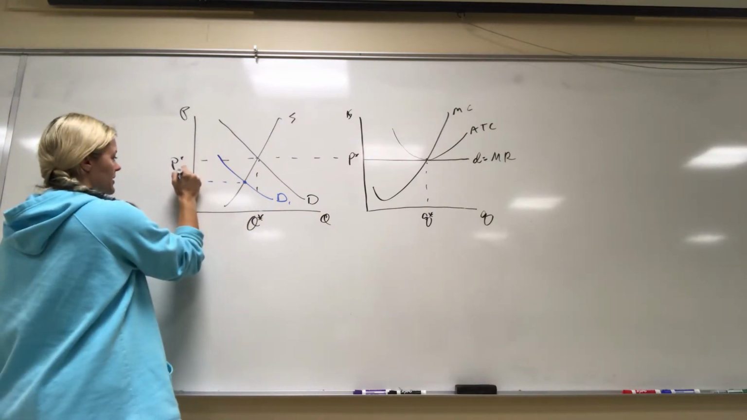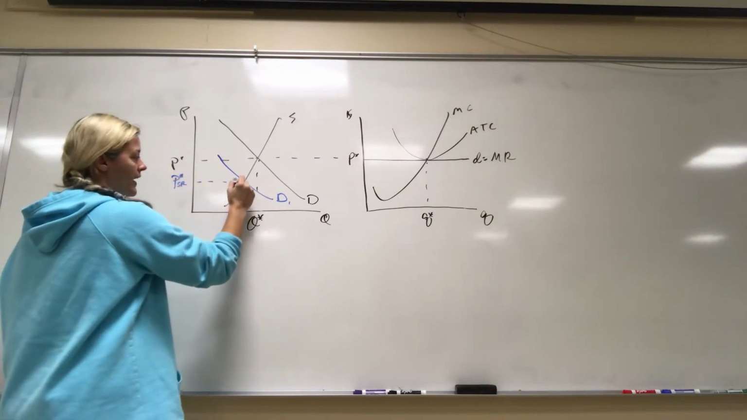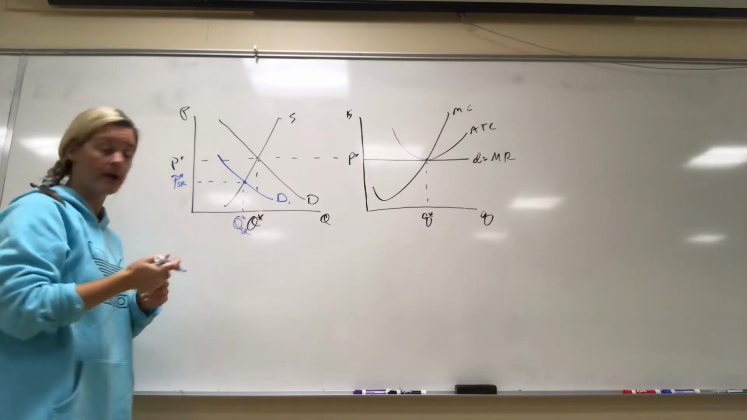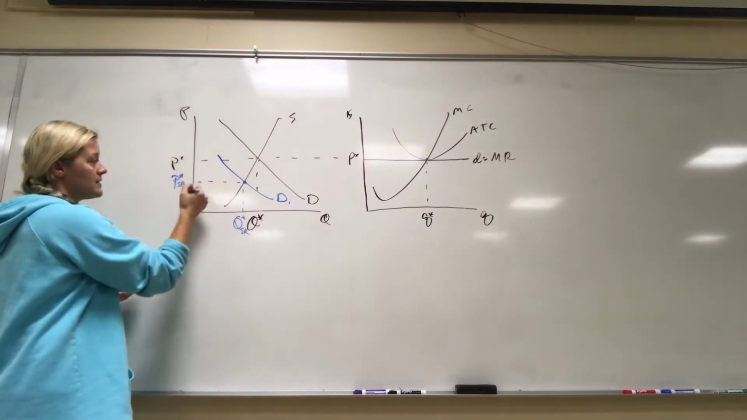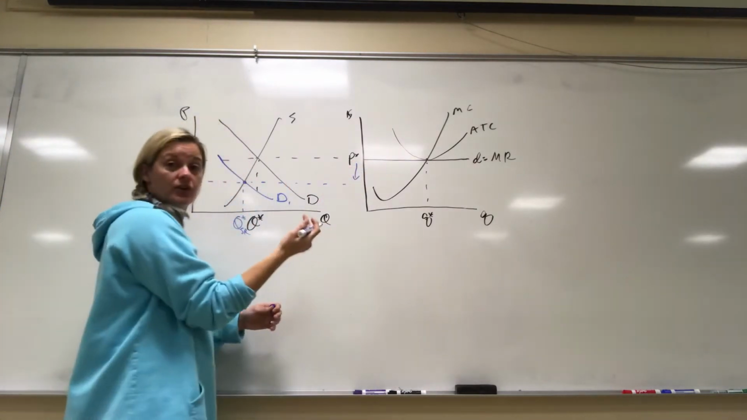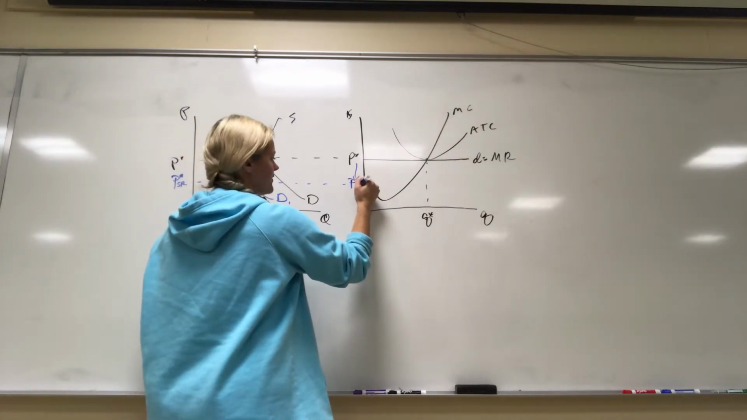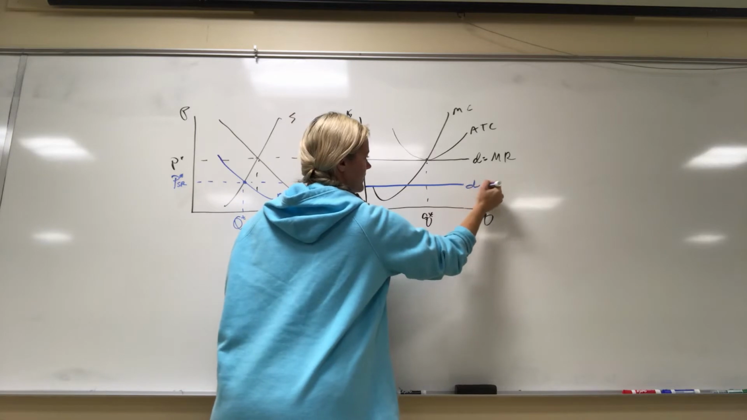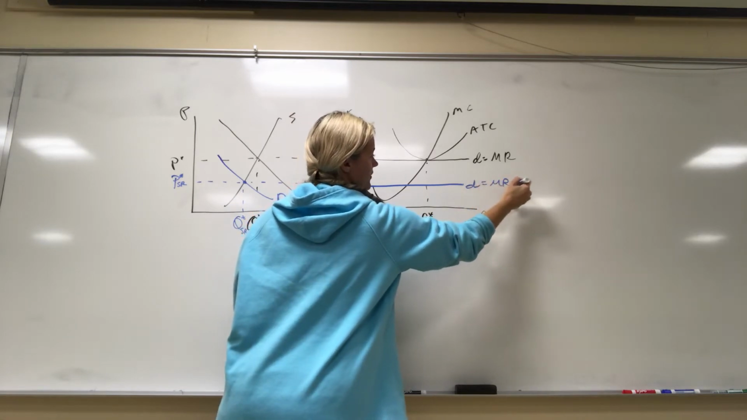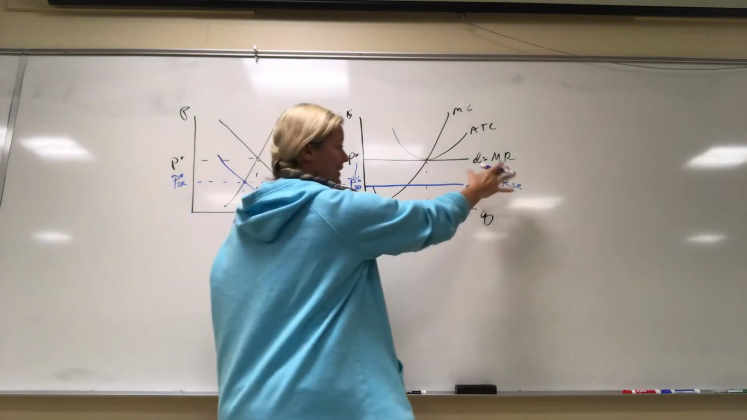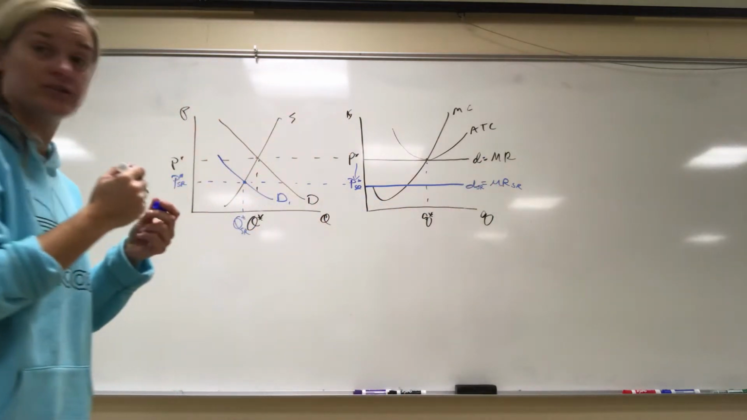So I'm going to call it P star short run. And here is our quantity, Q star, we'll say short run. Okay? And when this market price falls, well, what happens over here? That price falls too, right? So we have P star short run, and there's our demand marginal revenue curve in the short run. I think in the previous video I forgot to say demand equals marginal revenue, but they're the same curve.